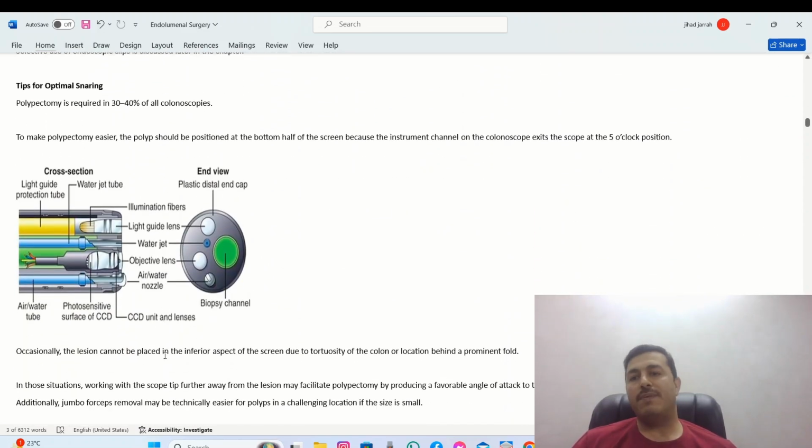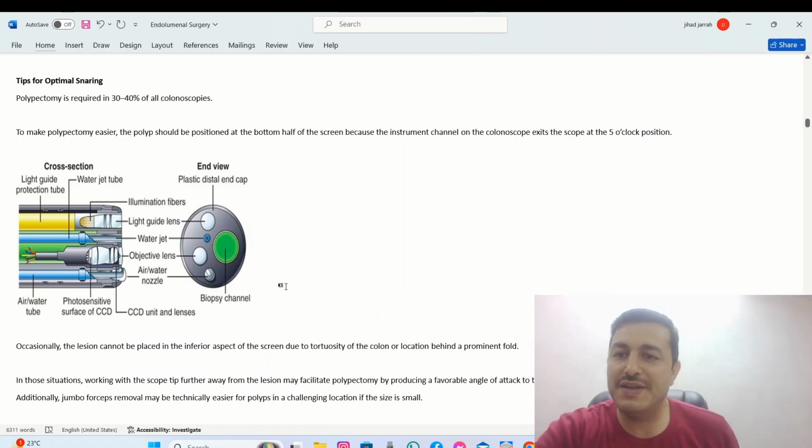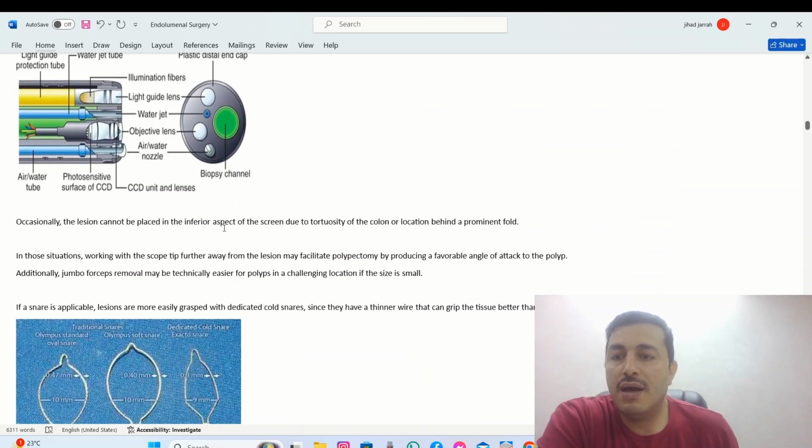Okay, let's move on to some tips of optimal and ideal snaring. One of the tips that you have to remember is that the biopsy channel from which the forceps or the snare will come out is at the bottom of the tip of the scope, so keep the polyp at approximately 5 o'clock, at the bottom of your screen.